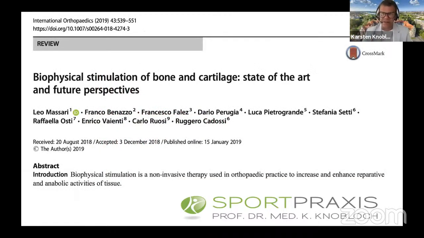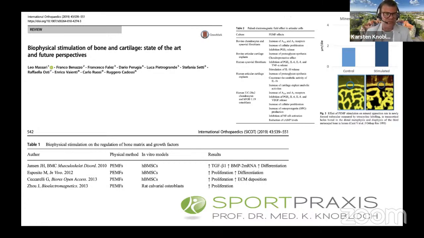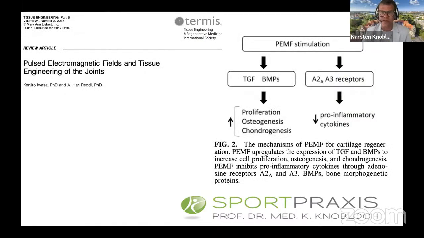And there are recently a number of publications analyzing the work done in magnetic field therapy, from a high-intensity therapeutic ultrasound perspective, and so on. And taken from a paper published in 2019 on pulsed electromagnetic fields, you see that from a bone perspective, it appears that proliferation, differentiation, and even deposition in the extracellular matrix is modified by pulsed electromagnetic fields. And it appears that not only pathways like transforming growth factors, TGF, or bone morphogenetic proteins are stimulated, as you see on the left column, but also some anti-inflammatory action is taking place, especially on adenosine subtypes like A2A and A3.